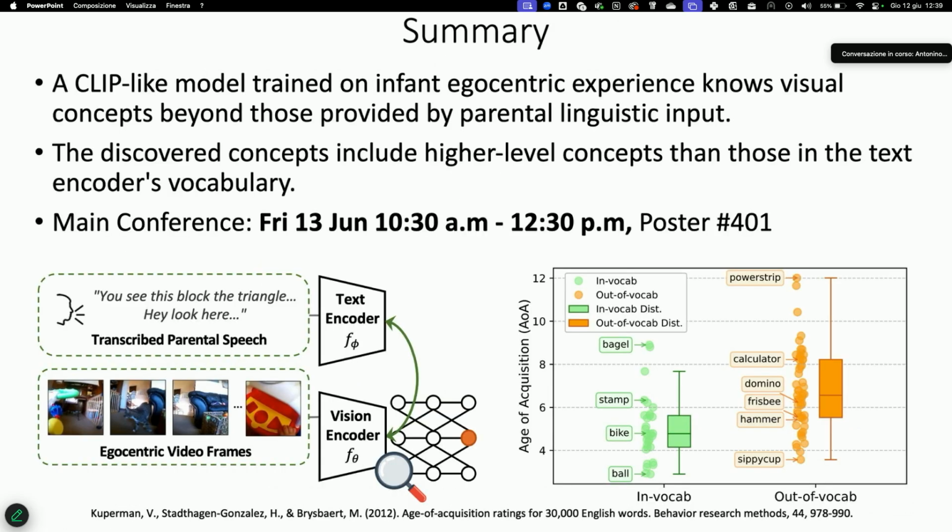To sum up, a CLIP-like model trained on infant egocentric experience knows visual concepts beyond those provided by parental linguistic input. The discovered concepts include higher level concepts than those in the text encoder's vocabulary. We also have more analysis. For example, how does the infant visual representation differ from CLIP trained on internet data, or from ImageNet representations?